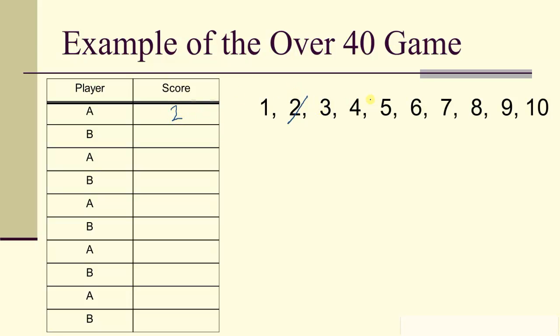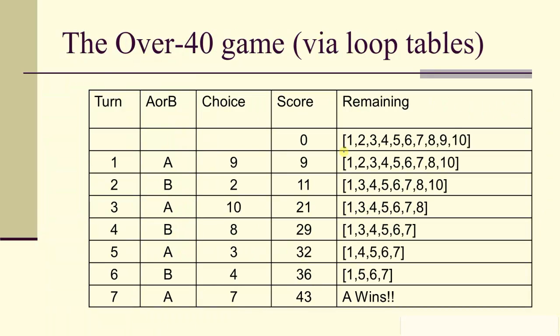and then let's suppose player B chooses the 4. That means that we now take that and add it, so now the score is up to 6. Then player A chooses 10. Now we're up to 16. Player A chooses the 7, and now we're up to 41. And so A wins.